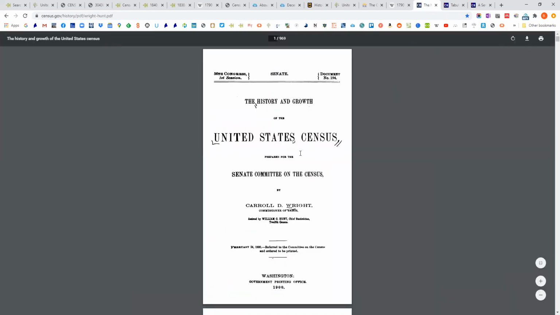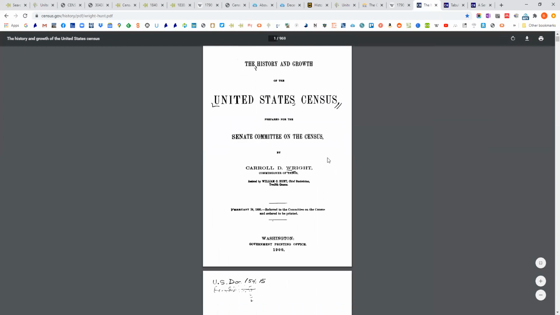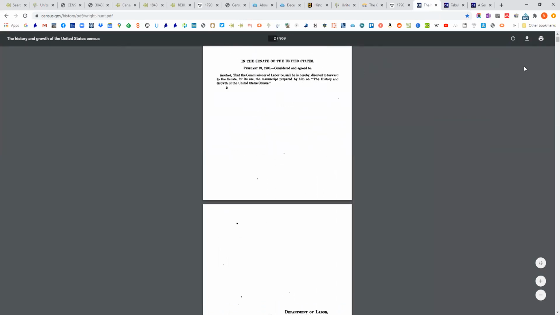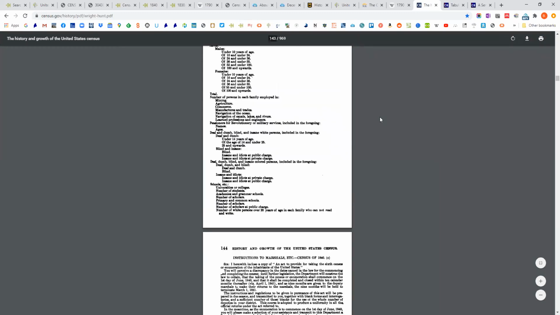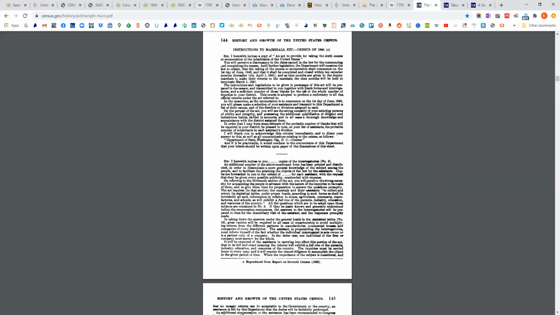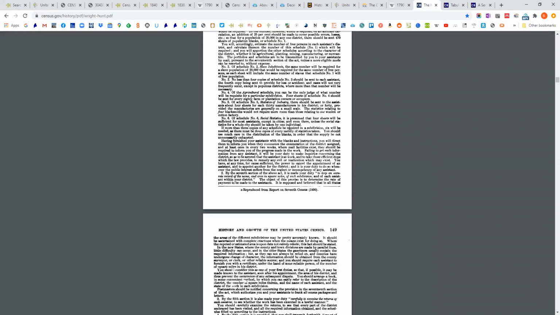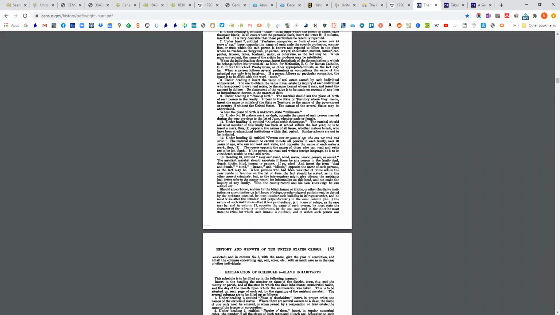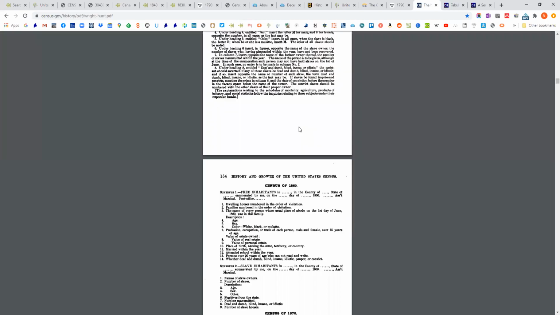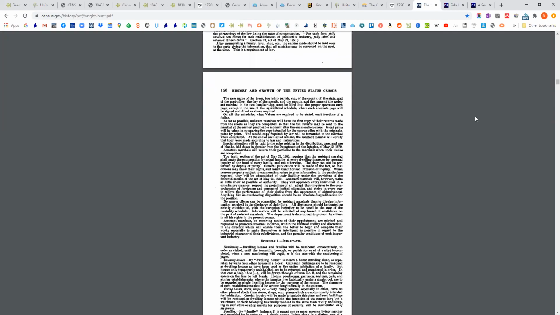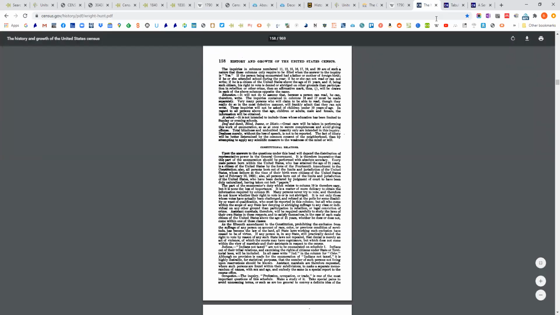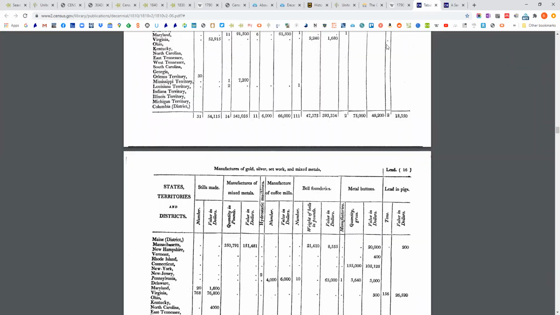This is an older publication, The History and Growth of the U.S. Census, prepared for the Senate, and this one's 969 pages long, but it's got fascinating detail about the actual instructions, what was found, updates over the course of the time they were doing the census, just absolutely amazing detail. And that will also be in the handout I put up.